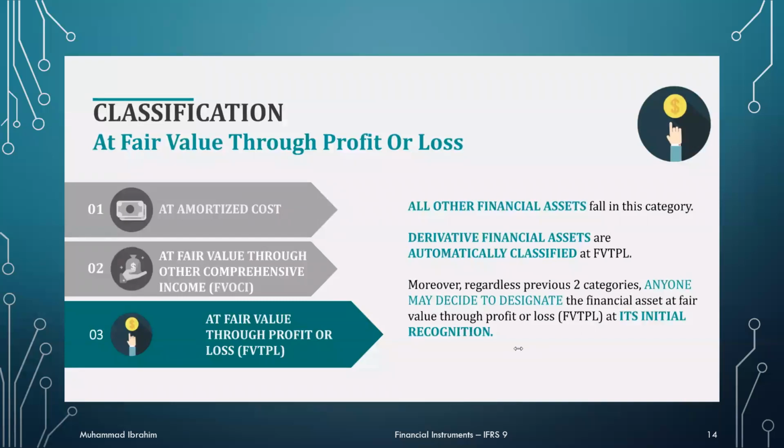Moreover, regardless of the previous two categories, anyone may decide to designate the financial asset at fair value through P&L at its initial recognition. You need to assess the characteristics. If your business model is only to sell that financial asset and not to collect any contractual cash flow, so you purchase investment, sell investment, purchase investment, sell investment, like in stock exchange trading, then this is a typical business model for which your financial assets should be classified at fair value through P&L at initial recognition. Okay. And regarding the equity instrument, we already discussed in detail. Also, Rizwan has included a good value addition to this presentation as well. Thank you for that. We can move to the next slide.